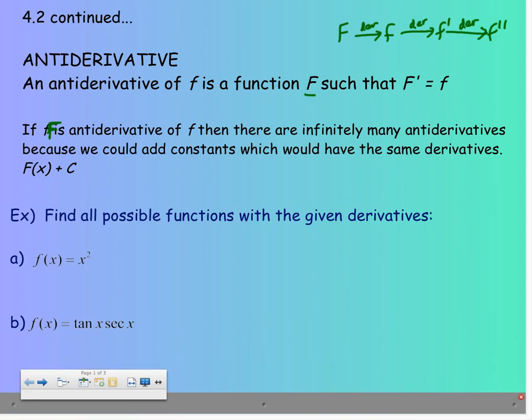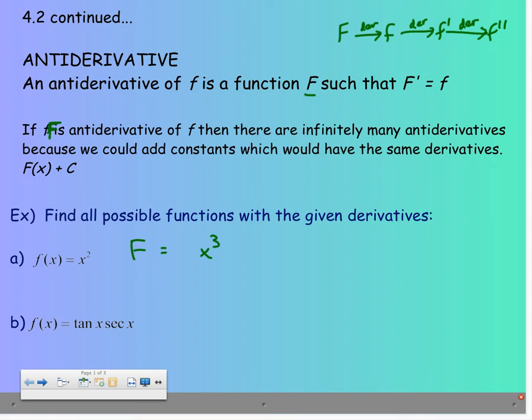So we're going to do two examples. It says find all the possible functions with the given derivative. So what would give us a derivative of x squared? We know that capital F would have to be an x cubed, right? Because when we take a derivative, we come down a power.